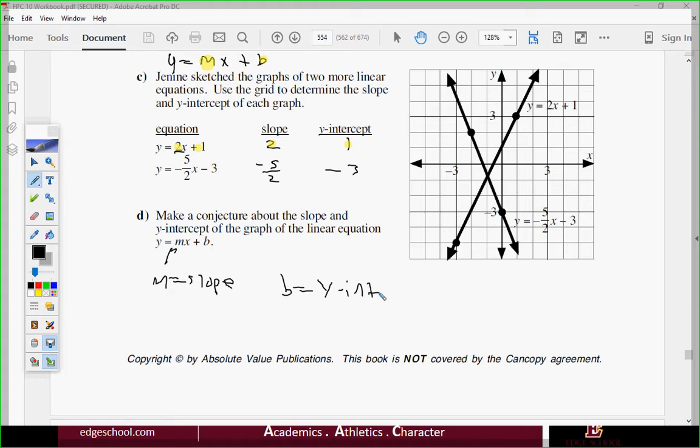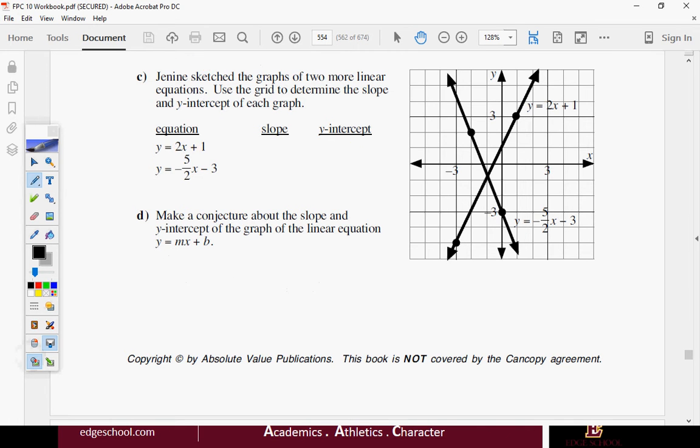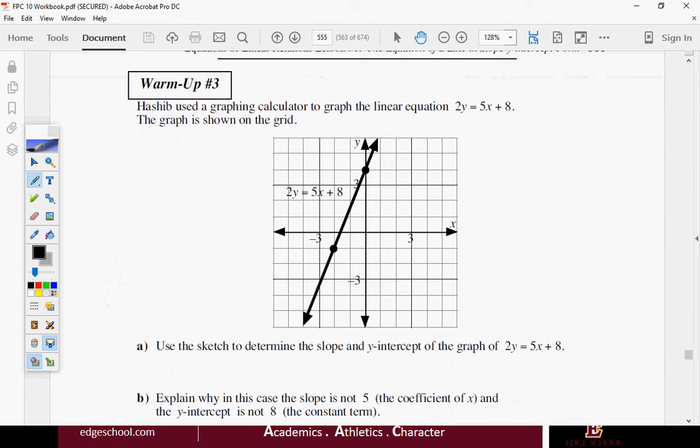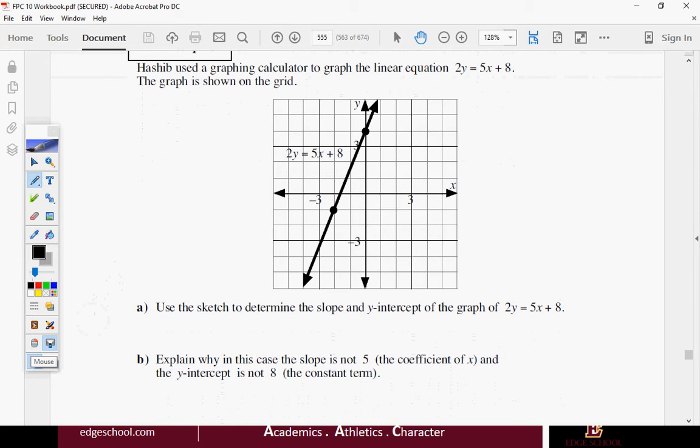We've got one more little warm-up piece, and then we're going to get to some examples. We're focusing on just y equals mx plus b for the most part. Janine used a graph calculator to graph the linear equation 2y equals 5x plus 8. The graph is shown on the grid. Question: is it currently in a form that we can put in our calculator? Why? Because it's 2y. You can't put in 5x plus 8, it won't give you the right graph. So what you have to do is get y by itself to put in your calculator. And how would you do that? Divide everything by 2.